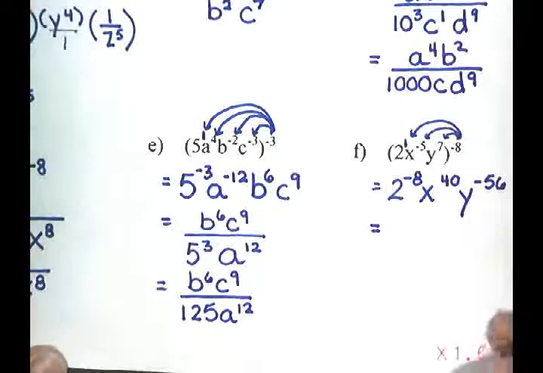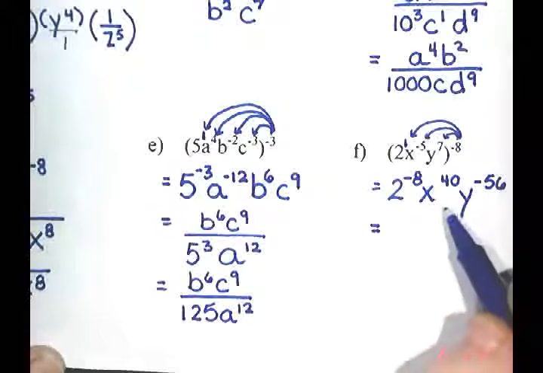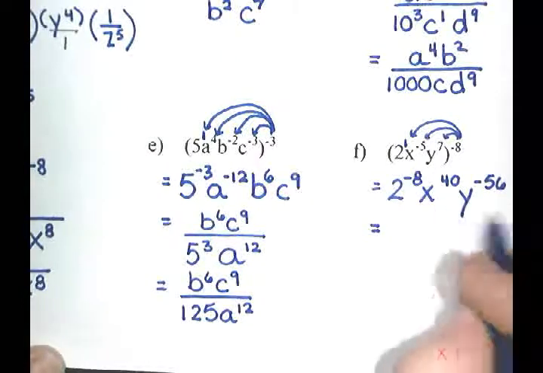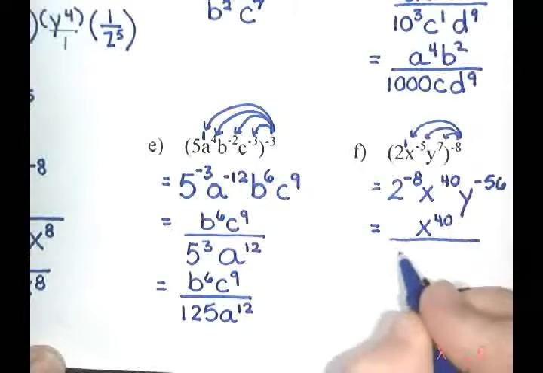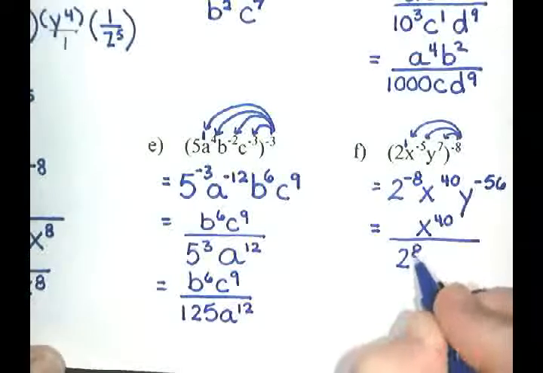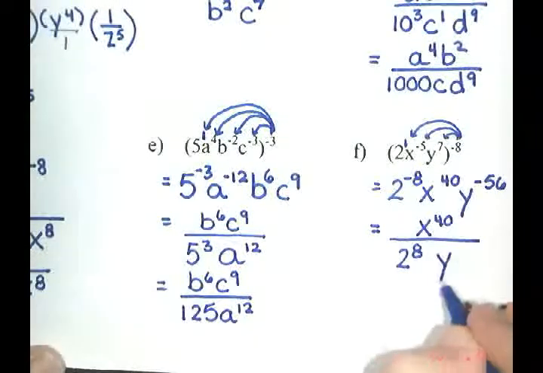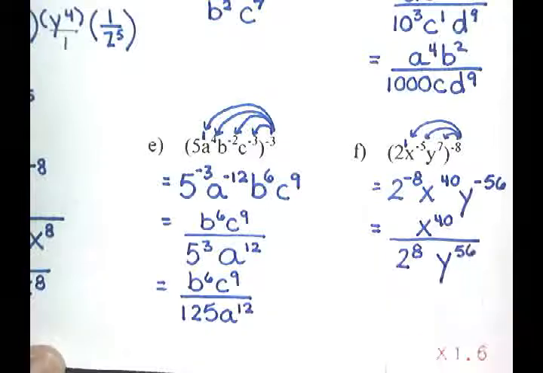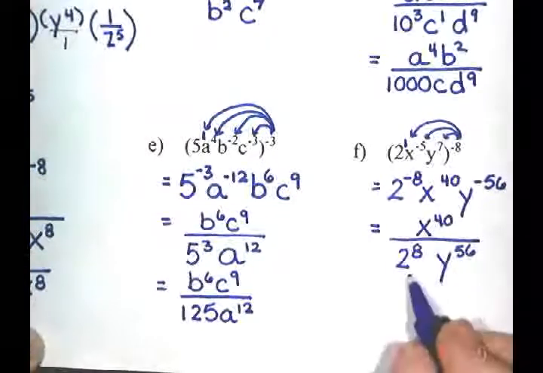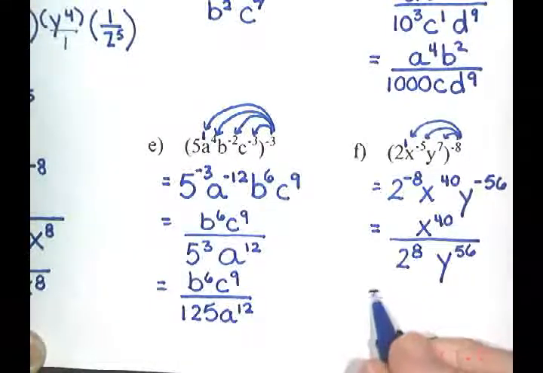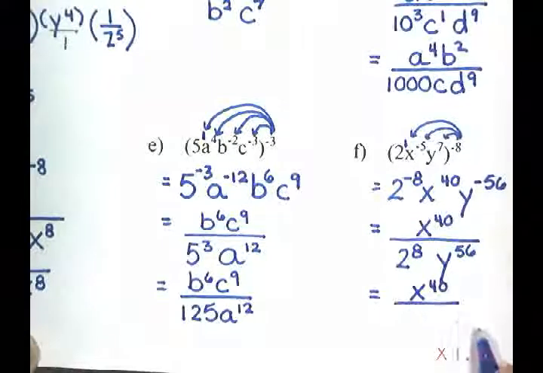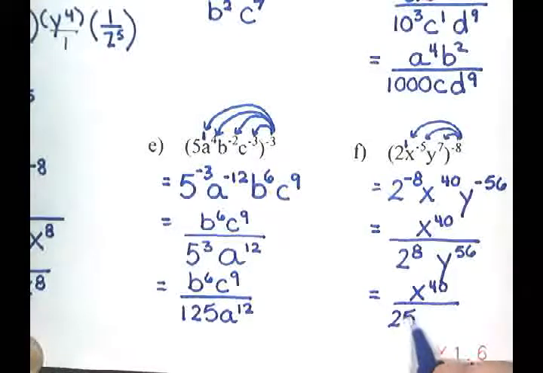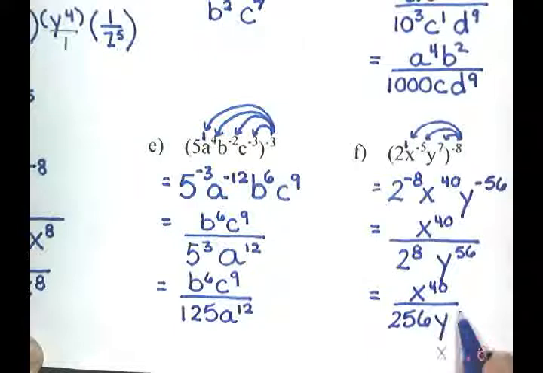So anything with a negative exponent, I'm going to flip. Anything with a positive exponent, we will leave. So the x to the 40 is going to stay in the numerator. And the 2 to the negative 8 is going to flip down into the denominator. And the y to the negative 56 is going to flip down into the denominator as well. And then my last step is to evaluate the 2 to the power of 8. So I have x to the 40 divided by 256, y to the 56.